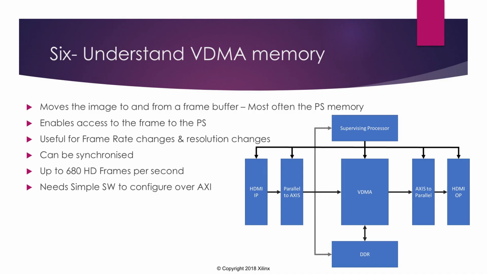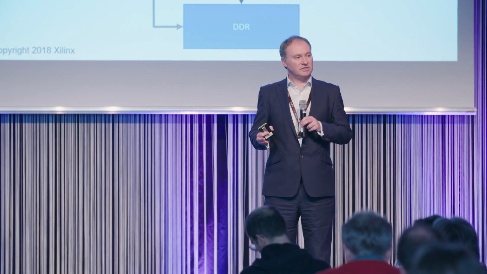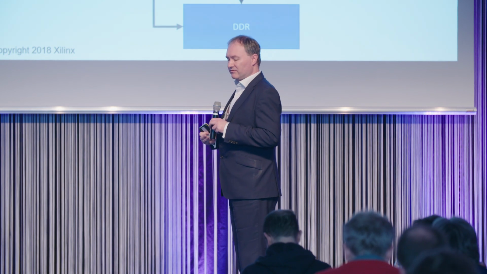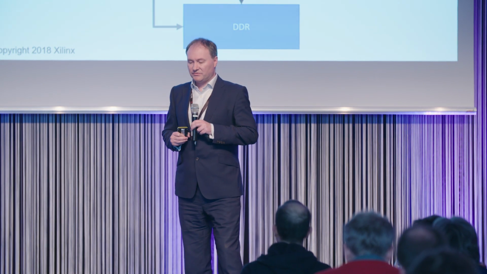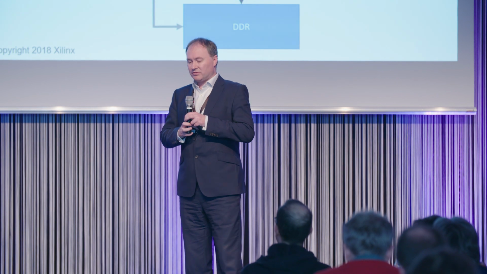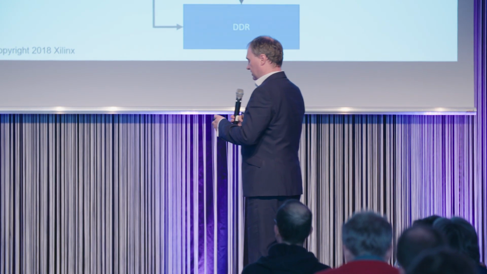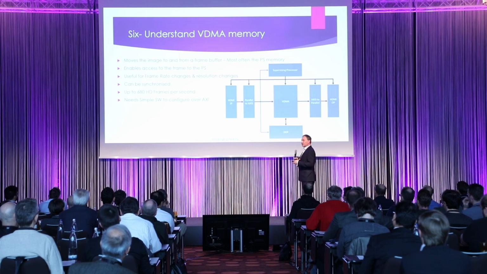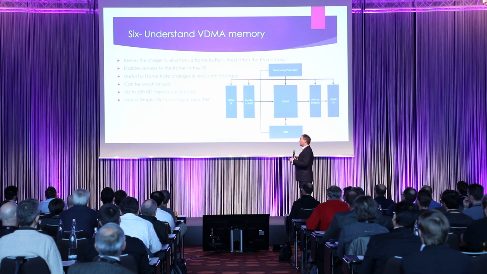So I've mentioned this a few times as I've been talking, but VDMA memory really gives us the ability to have a nice break between the front end of the video processing channel and the back end of the video processing channel. So if we're going to do any frame rate conversions or output rate conversions, then we can use VDMA to do this. The real simple way that this is structured is we have a supervising processor. Now this can be a Zynq, an UltraScale Plus, or a MicroBlaze.